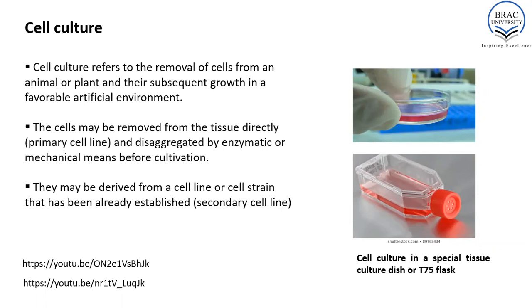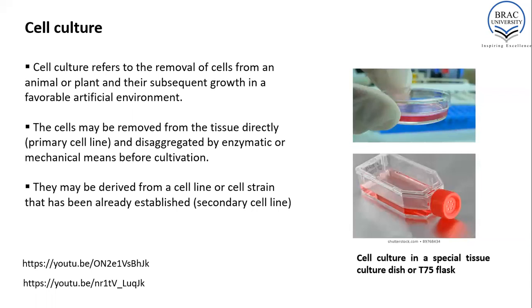And then they are disaggregated. That means normally they just clump together, so we need to dissociate the cells, mostly by enzymatic treatment, though some mechanical means can also be used before the cultivation. They can also be derived from a cell line or a cell strain that has already been established, which is called the secondary cell line.